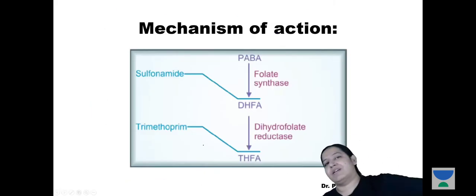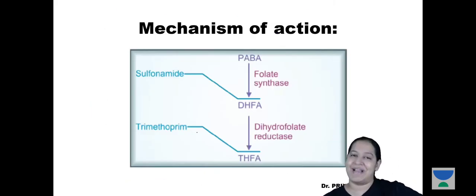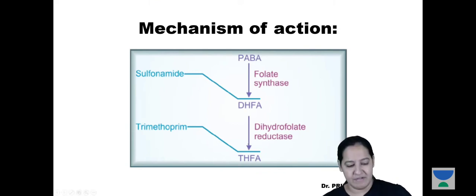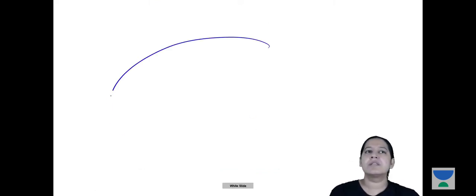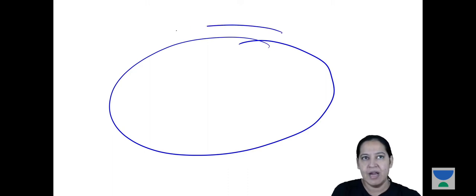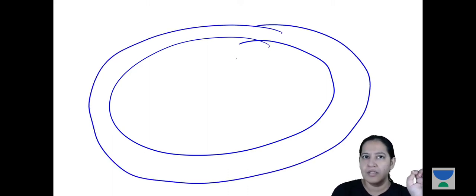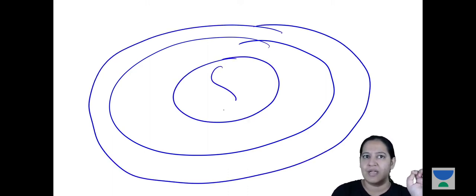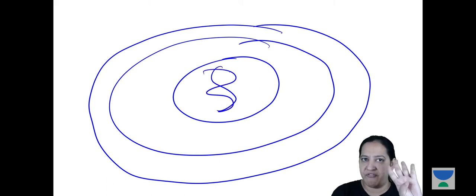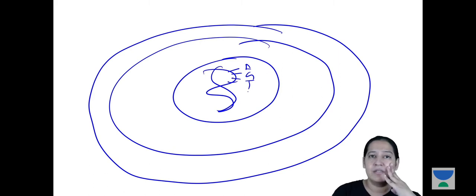Mechanism of action. Next heading. How it is killing the bacteria. Okay, I will tell you how it is killing the bacteria. This is the cell of the bacteria. This is the cell membrane. This is the cell wall. This is the nucleus, and nucleus contains DNA. DNA is made up of 4 things. What are the 4 things? Adenine, guanine, thymidine, and cytosine.